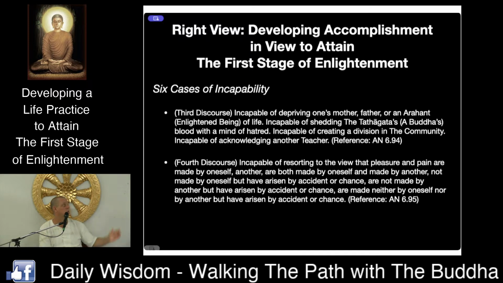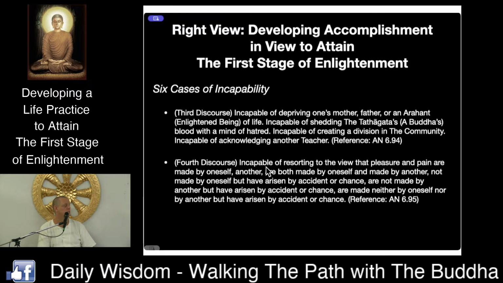So by the time you get to accomplishment in view, where you truly have seen the truth, and you're experiencing the improvement to the condition of your mind, you wouldn't be able to acknowledge another teacher. This fourth discourse of 6 cases of incapability, which is a total of 24 cases of incapability, but the Buddha oftentimes does it this way, where he has multiple discourses.